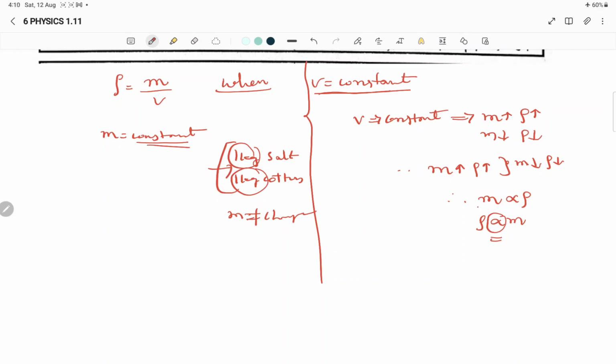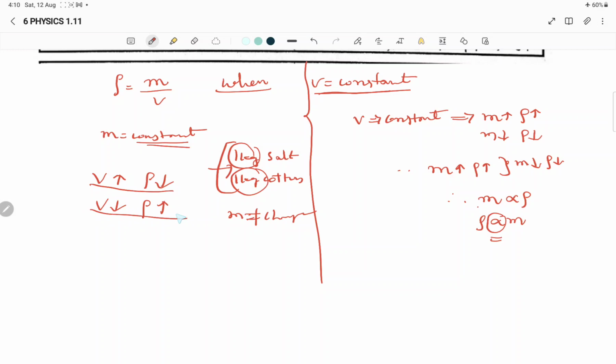place? 1 kg of salt occupies less place compared to 1 kg of cotton. Means 1 kg of cotton occupies more space compared to 1 kg of salt. Nothing but 1 kg of cotton has more volume compared to 1 kg of salt. That's why volume increases, density decreases. Why? Because more volume is occupied by the equal mass. In that situation density will decrease. When volume is low, density will be high.